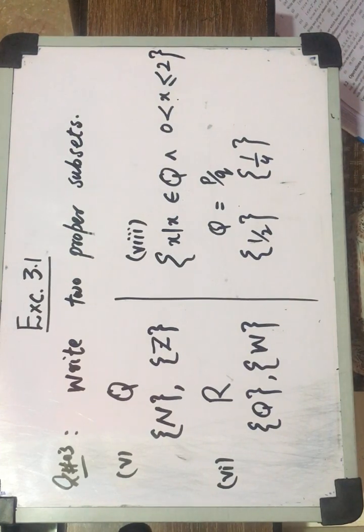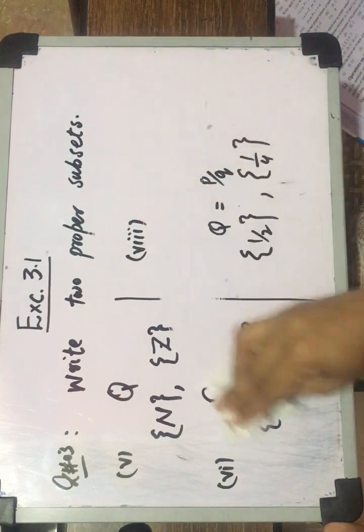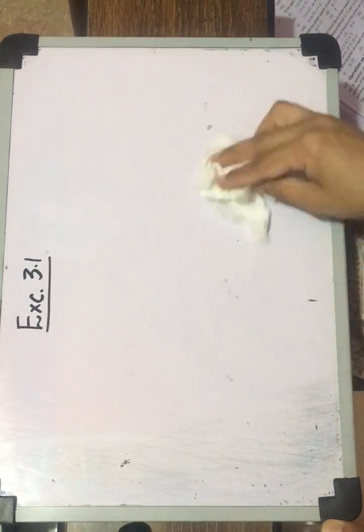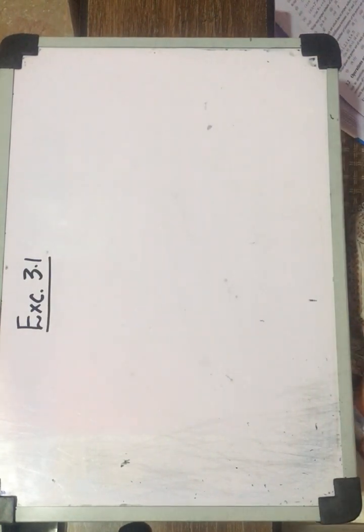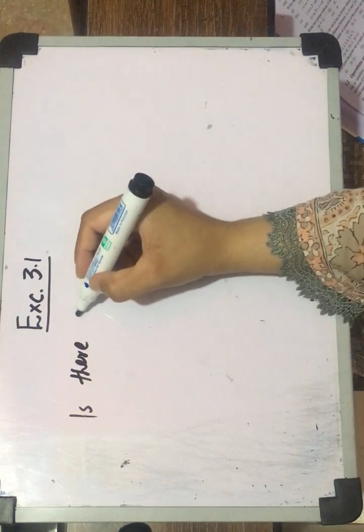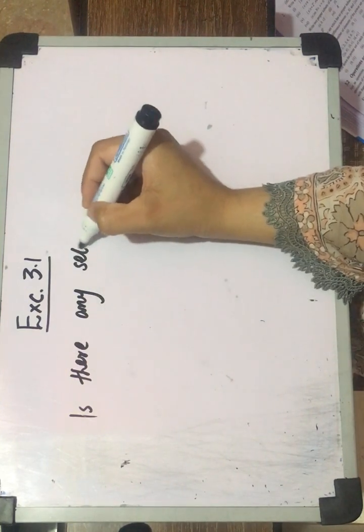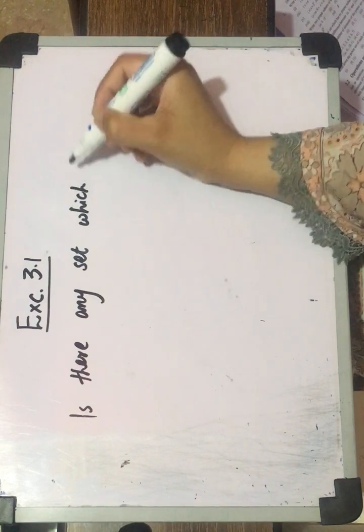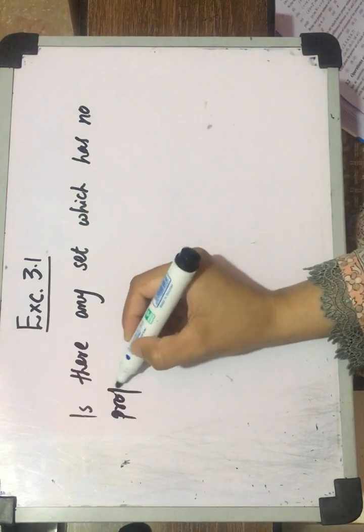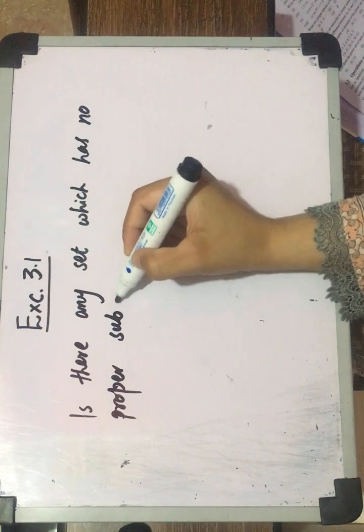Okay students, let's move towards question number 4. And what is that? Question number 4 is saying that is there any set which has no proper subset? If so, name that set. Is there any set which has no proper subset?